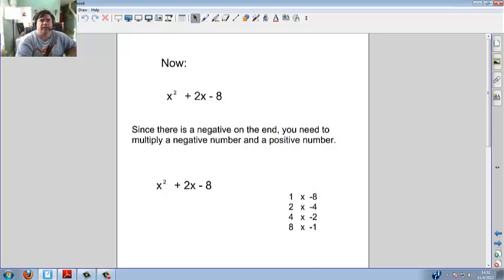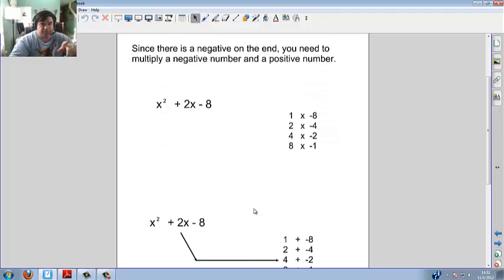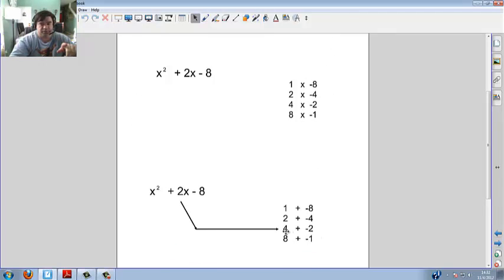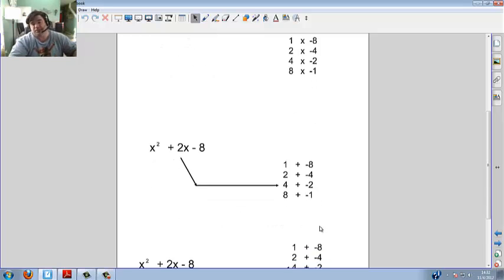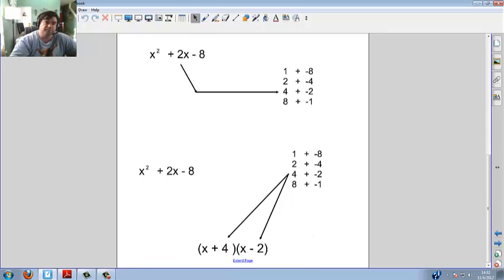Now back. And now for this one here, x squared plus 2x minus 8. Notice how there's a negative on the outside. When there's a negative on the outside, the only way you get a negative is if you times a positive and a negative number, so it has to be one of each. So there's lots of possibilities. Well, 1 times negative 8 makes negative 8. So 1 times negative 8, 2 times negative 4, 4 times negative 2, 8 times negative 1. We're going to add all these possibilities and find which one makes positive 2x. And if you notice, this one makes positive 2x. So x plus 4 and x minus 2 will be the winning solution.